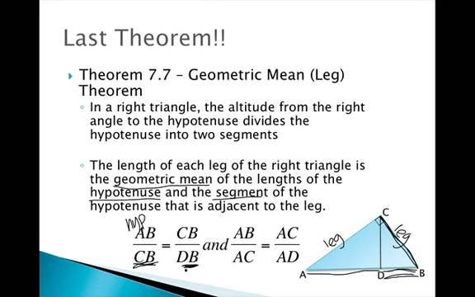And if we were to use our other leg, so leg AC instead, the segment of the hypotenuse that is adjacent to AC, here's our leg AC, is AD right here. So that's what's going to be in the equation instead. So we still start out with a hypotenuse. Hypotenuse over the leg equals the leg over the segment of the hypotenuse that's adjacent, which is AD. So we have AB over AC equals AC over AD.